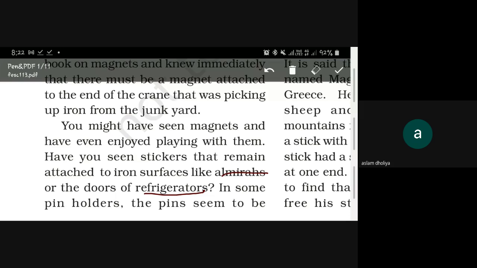I have some in my home. I will take a picture and show it to you. I have many magnets on my fridge, so I'll take the picture and show it to you. Okay.